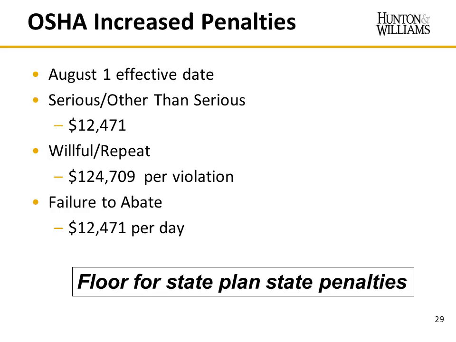And then failure to abate has always been a terrifying citation because those are assessed by day, and those have gone from $7,000 to $12,471. Again, the max, we can slice some of that off, but it still isn't pretty.